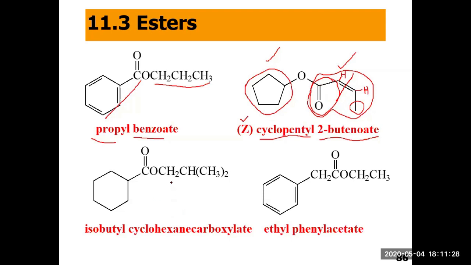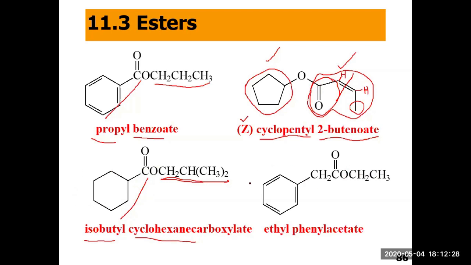So again, we have here this alkyl group, and we have here the acyl group. Now, the alkyl group is known as isobutyl, and the acyl group contains a cyclohexane ring. So this is named as isobutyl cyclohexane carboxylate.